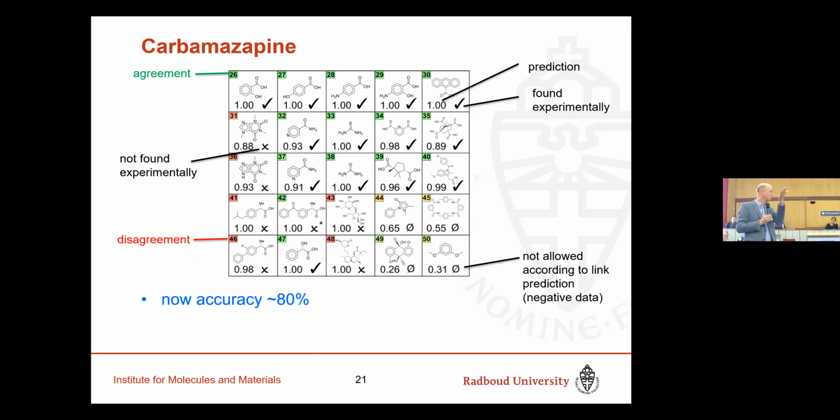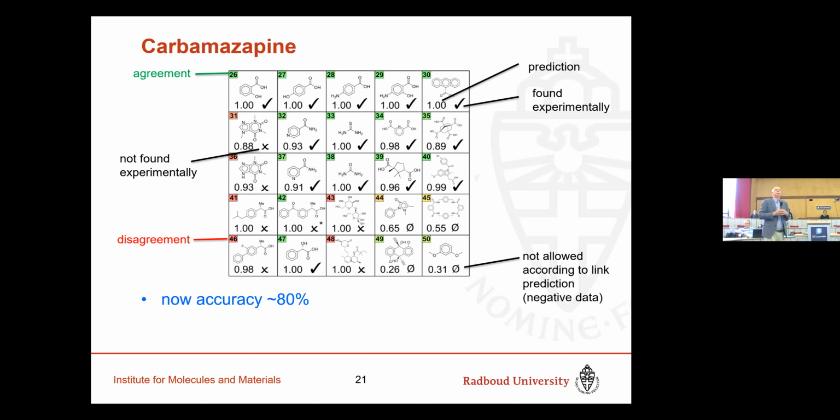Green means there's a good agreement. Red, there's disagreement. The number is the numerical value of the likelihood of forming a co-crystal. If there's a check mark, it means that it was found experimentally in the reference that I refer to. If there's a cross, it was not found experimentally. And the crossed zeros are in fact the symbols that were not tested experimentally, but these were the negative data set that we produced ourselves from the link prediction.